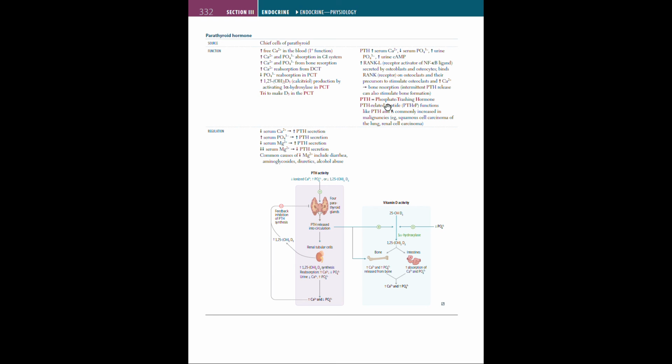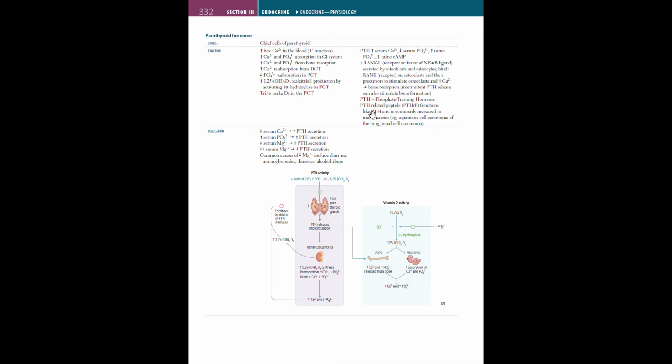PTH is phosphate trashing hormone, so you can remember it by this. Basically, the parathyroid is helping bone development and bone resorption, and when the bone is breaking down, it immediately throws out the phosphate in the urine and utilizes the calcium that is breaking down so that it can turn it back into the bone. So that's what it's trying to say, phosphate trashing hormone. It's going to increase urine phosphate and decrease serum phosphate.